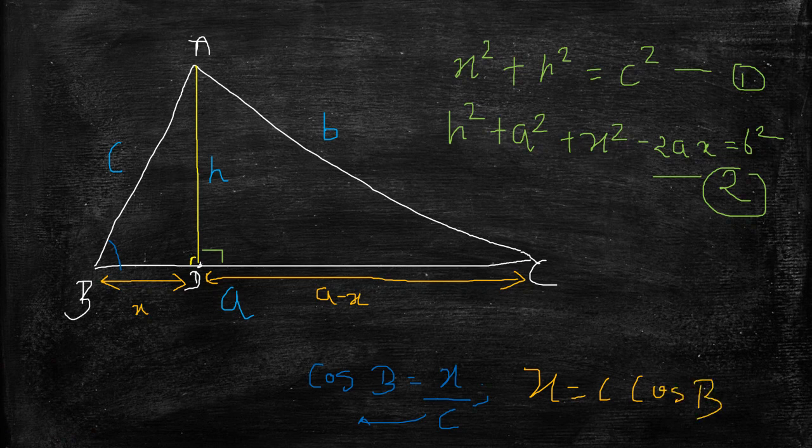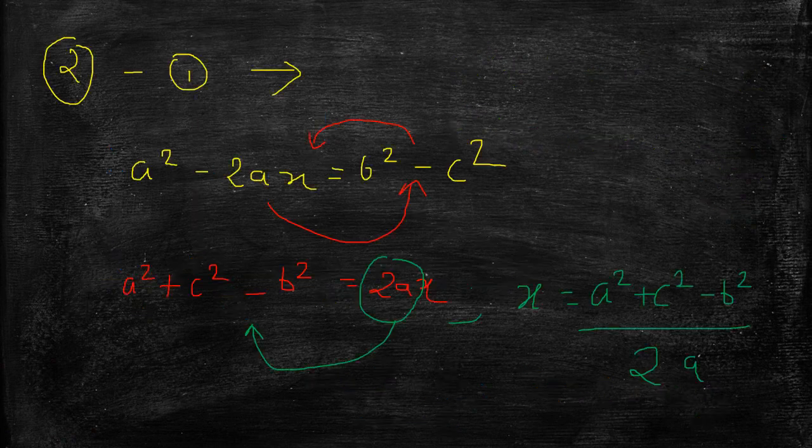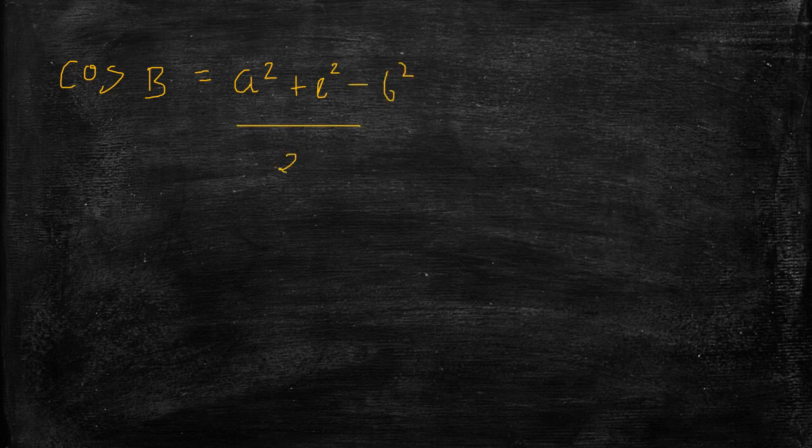So I will substitute the value of c there in this equation. So this will be equal to c cos B. Now I will transfer this c in the denominator to get a formula for cos B. So I get cos of B is equal to a square plus c square minus b square upon 2 times a times c. So this is my cos of B.